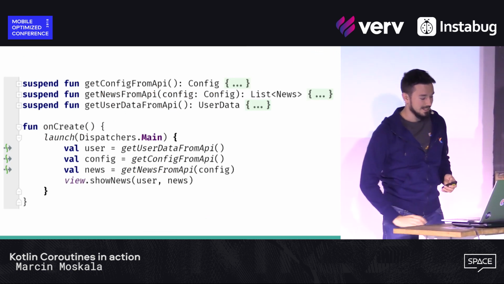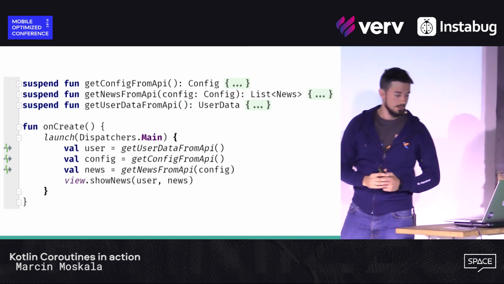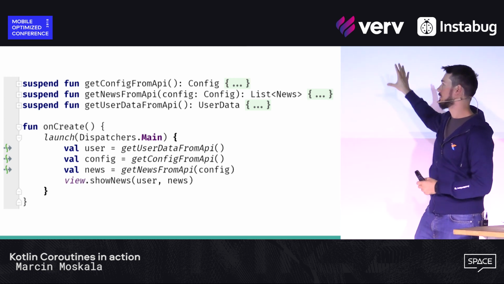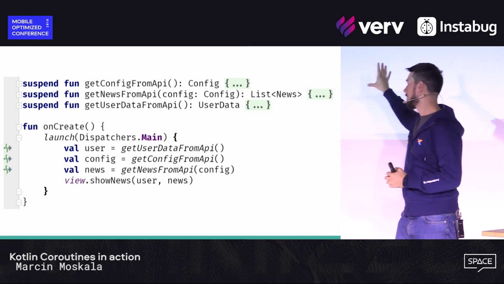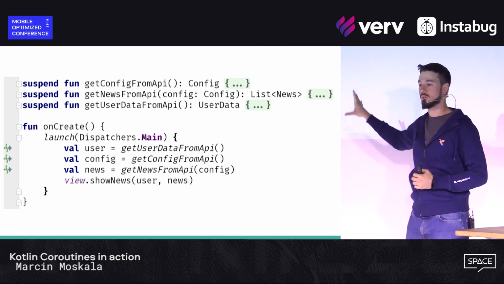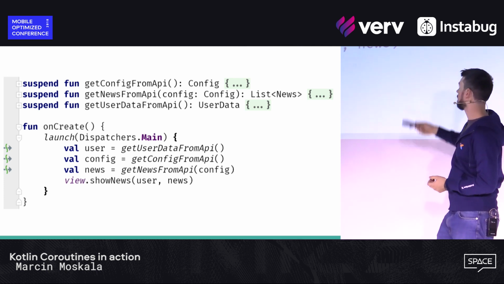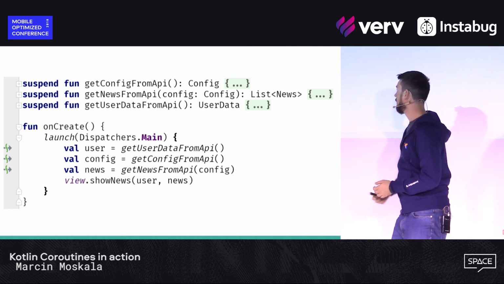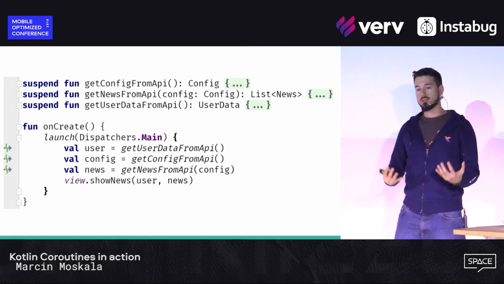Let's see the other example. This is a callback solution implemented in Coroutines. I will show a better solution in a minute. But remember, this one does not work simultaneously. So first we wait for user data, then we wait for config from API, then we wait for news from API. So it's the same solution as with callbacks.